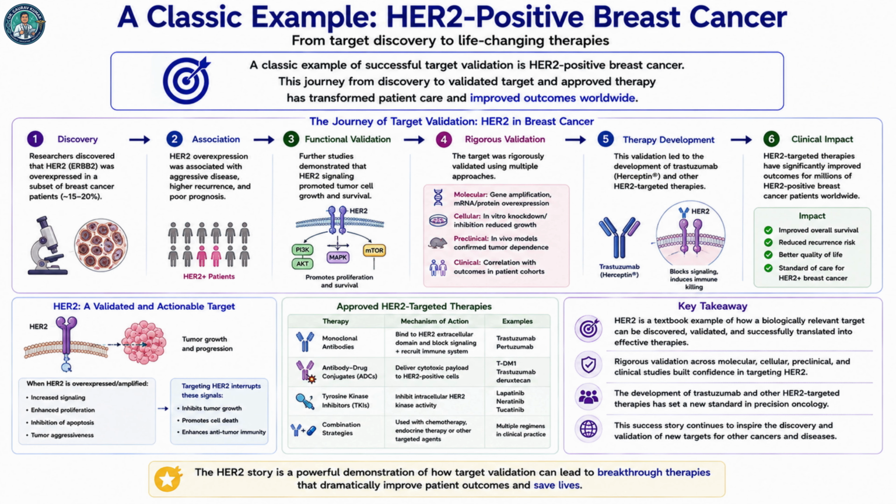A classic example of successful target validation is HER2 positive breast cancer. Researchers discovered that HER2 was overexpressed in a subset of breast cancer patients. Further studies demonstrated that HER2 signaling promoted tumor growth. The target was rigorously validated using molecular, cellular, and clinical approaches. This ultimately led to the development of trastuzumab and other HER2 targeted therapies. These treatments have significantly improved patient outcomes worldwide.